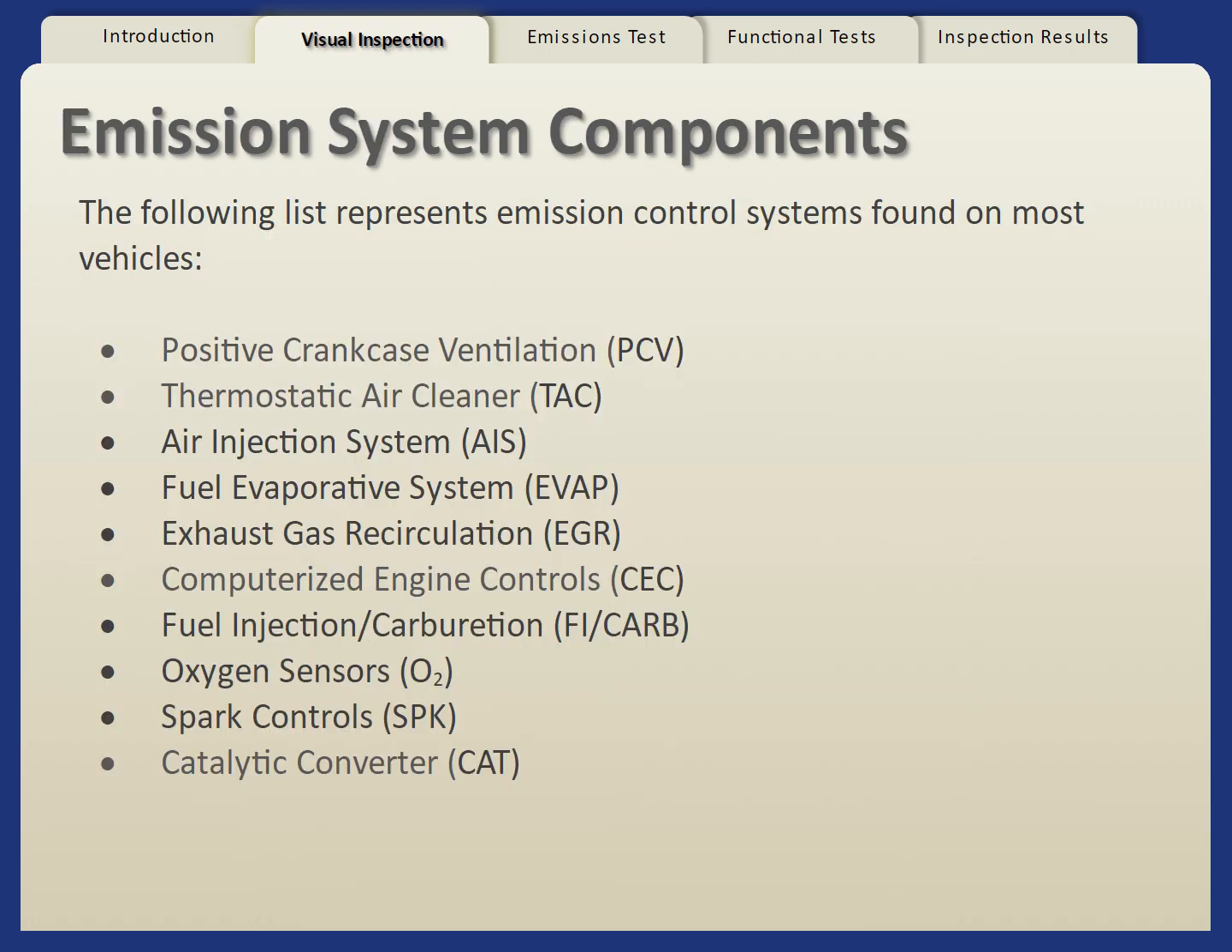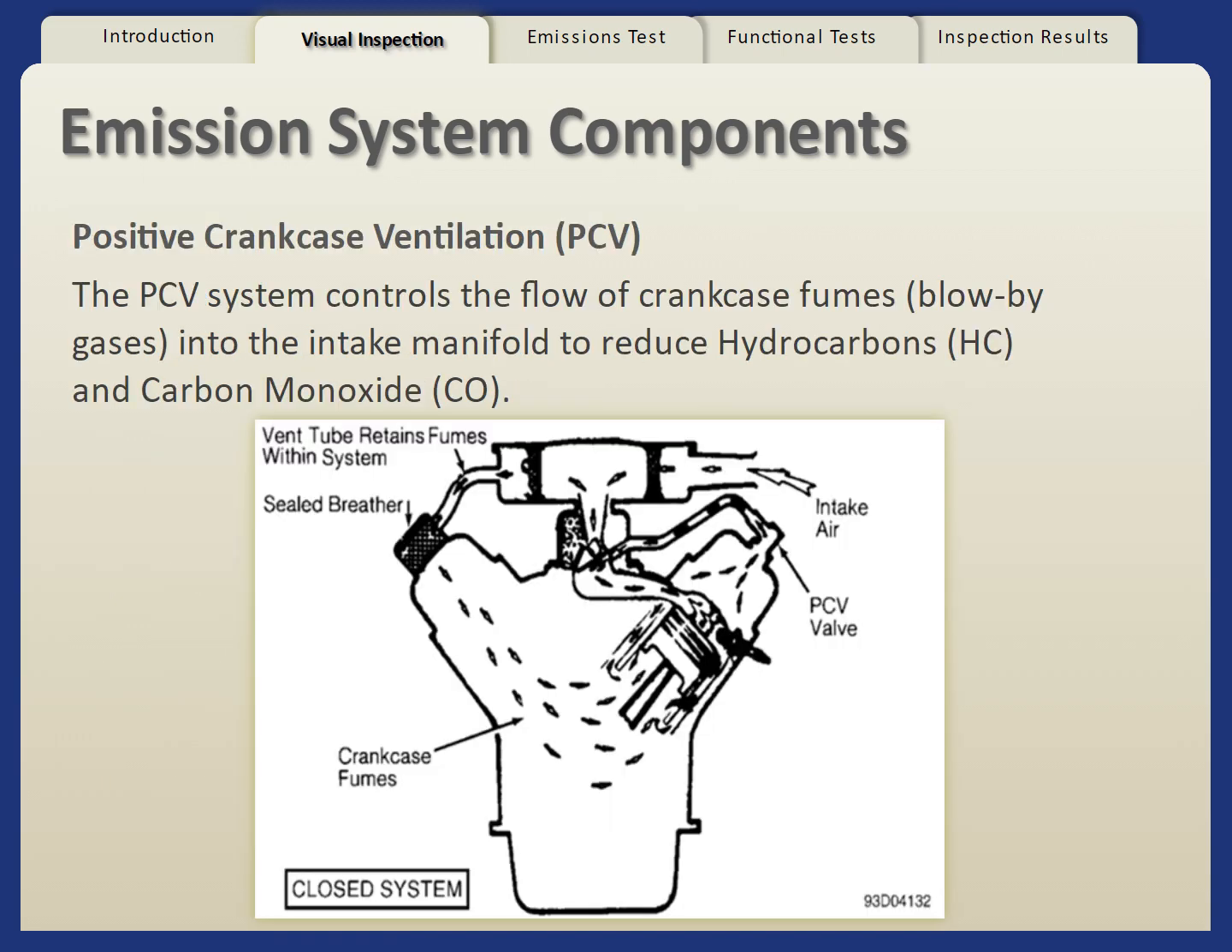Inspectors should refer to the correct underhood label and/or applicable reference materials to identify all required emission control systems for the vehicle. The following slides will discuss these systems in more detail. Please be aware this is not an all-inclusive list. The positive crankcase ventilation system routes blow-by gases from the crankcase to the intake manifold to reduce hydrocarbons and carbon monoxide.